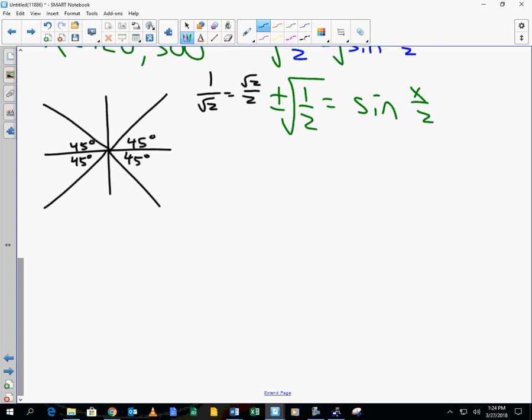If I go sine inverse of the root of 2 over 2 on my calculator, I come up with 45. Well, it's still there. So we inverse sine, so sine is gone, so we've got x over 2 is equal to 45. We've got x over 2 is equal to 135. X over 2 is equal to 225. And x over 2 is equal to 315.